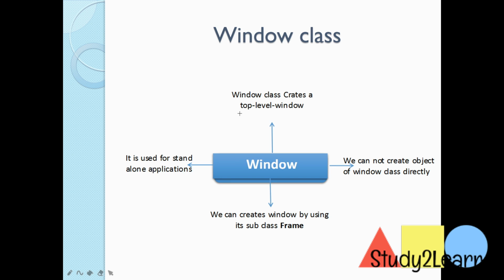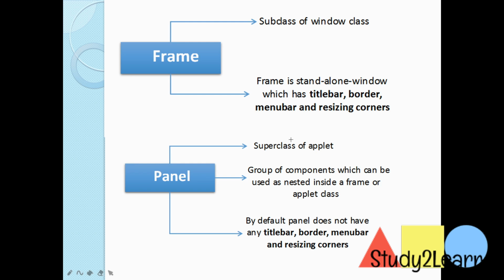The Window class creates a top-level window which is used for standalone applications. We cannot create an object of the Window class directly, but we can create an object by using its subclass Frame. Frame is a standalone window and a subclass of the Window class which has a title bar, border, menu bar and resizing corner.